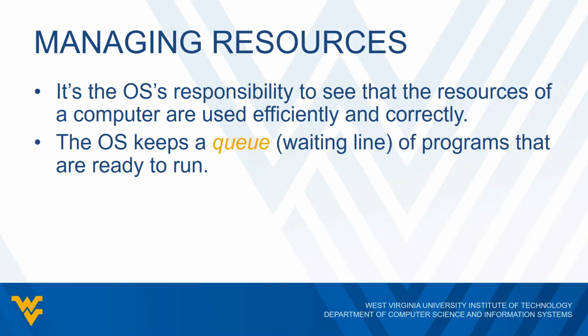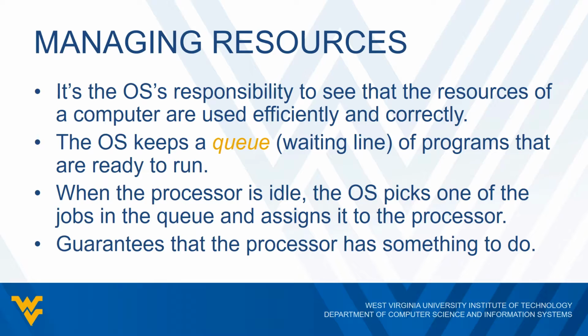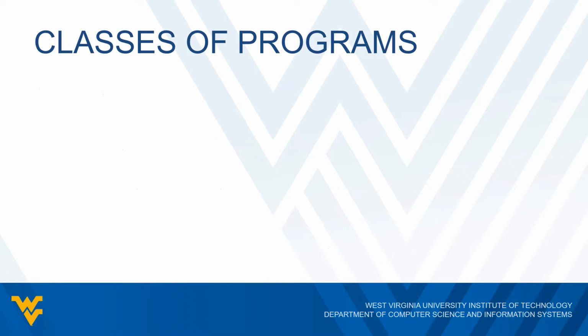which is a waiting line of programs that are ready to run. So whenever the processor is idle, the operating system will pick one of these jobs and assign that job to the processor. And this just guarantees that the processor always has something to do. We have to make sure the processor keeps doing something, that it's not bored. Although it technically doesn't get bored, it just gets idle. But we always want to make sure that the processor is doing something.